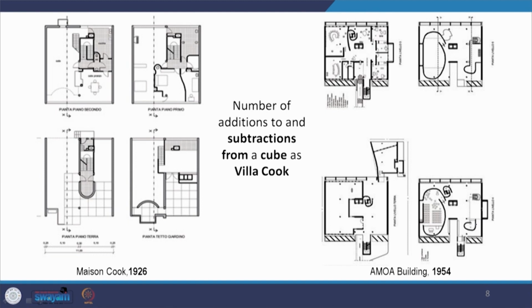Now here in the Mill Owners Association building, it is comparable to Maison Cook that he designed in 1926. Now Maison Cook has a structural design which is a combination of shear walls and the pilotis. So we have the pilotis in the floor plan. Now the number of additions to and subtractions from a cube as they appear in Villa Cook also appear in the Mill Owners Association building. So if there are open spaces and curved walls, the same appear here also in the Mill Owners Association building. So the idea is carried forward from Maison Cook.